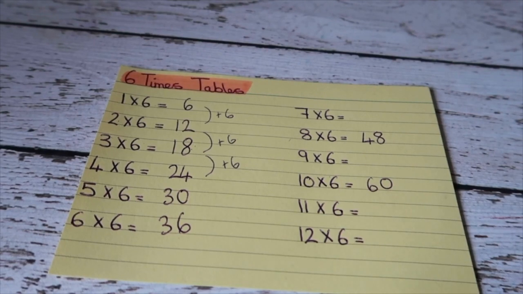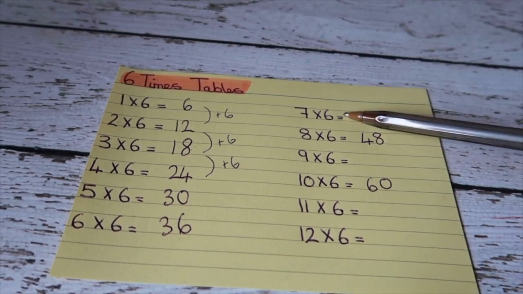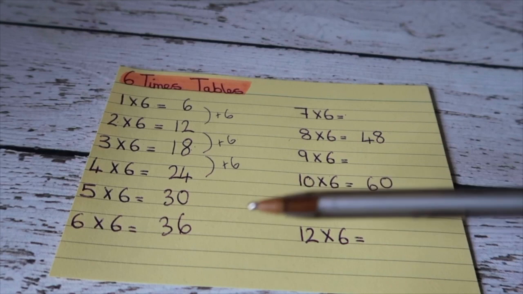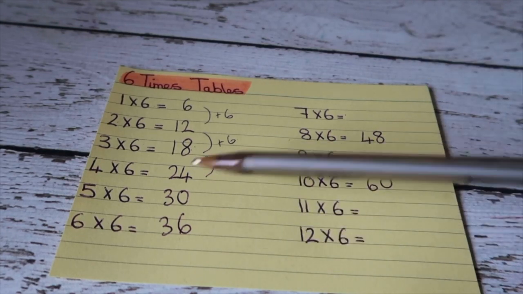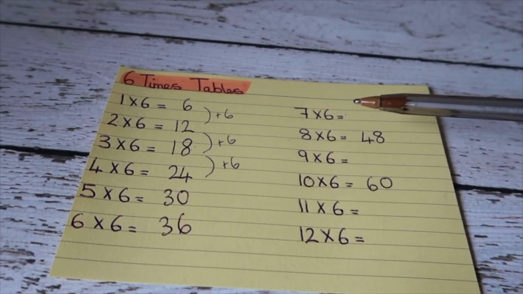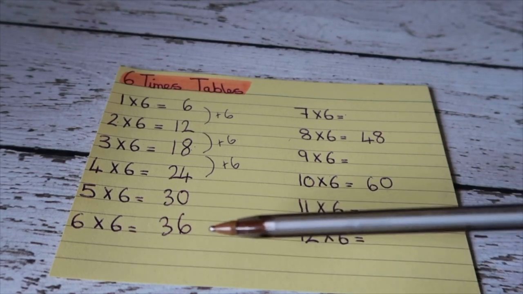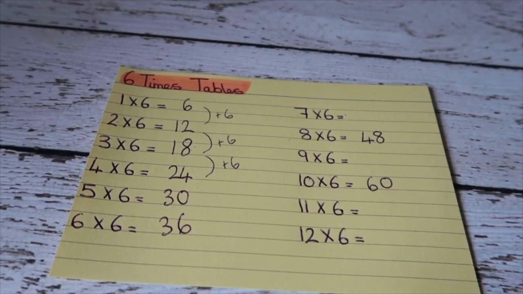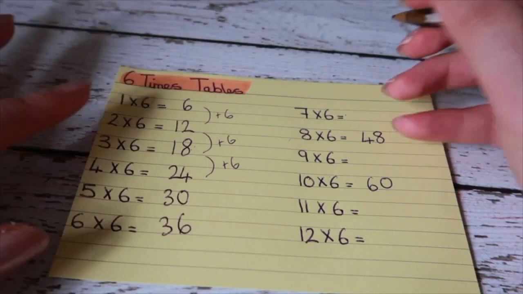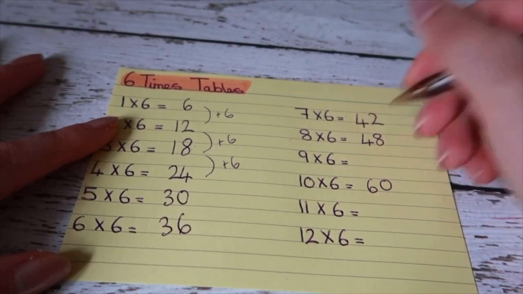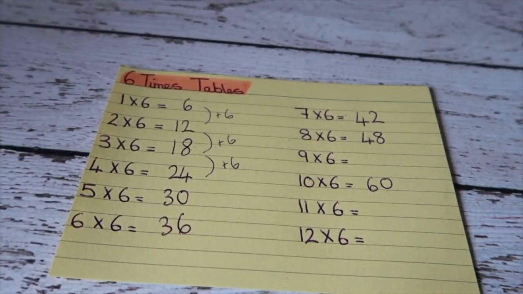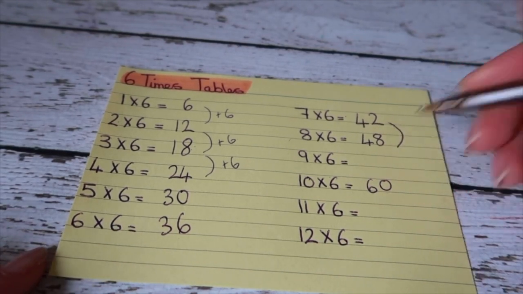Okay, now we've completed 1 times 6, 2 times 6, 3 times 6, 4, 5 and 6. We've got 7 times 6 next. So again, the same way, if I know 6 times 6 is 36, what I could do is just simply add on 6, because that would be the next one. So if in my head I know 6 times 6 is 36 and I'm not sure how to work out 7 times 6, I could just think, okay, I know I need to add another 6 on. So the answer to 7 times 6 is equal to 42.